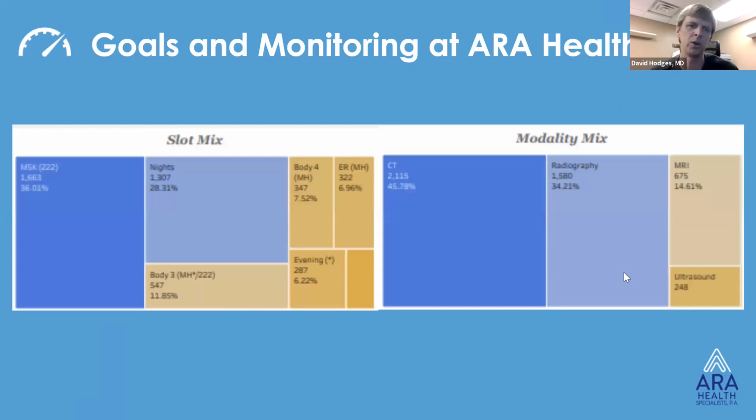And finally, at the bottom, we show some other just interesting pieces. What sort of slots was this person working? And what was the modality mix? Where's the vast majority of their RVUs coming from?